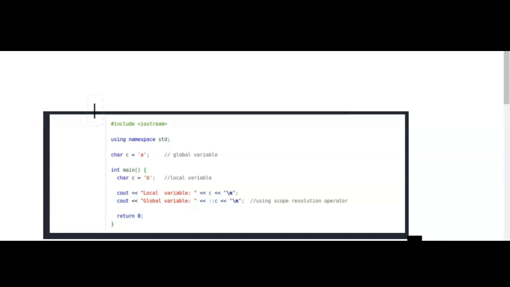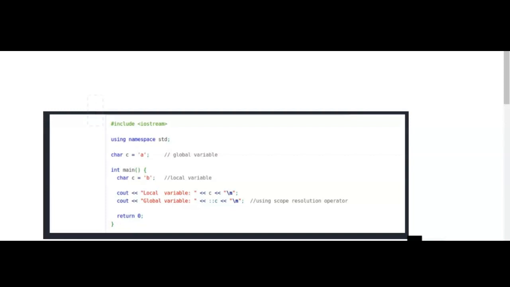So this is the starting of your main function. The program execution always starts with main. That we already know. Now another character C, the same name is used. Here also C and here also it is used C. So character C takes the value B this time. So this value is local to this function. And then you display the local variable, and then you display the global variable using the scope resolution operator.